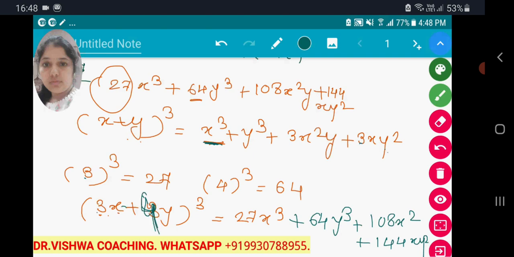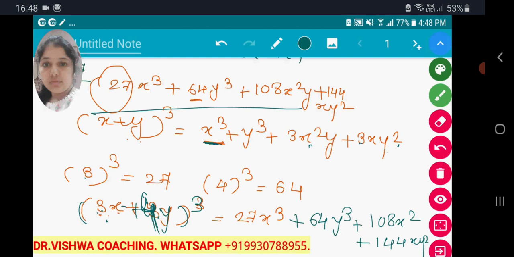Because the coefficient of y here is 4 and of x is 3. So when we do the square of y, we have to do the square of 4 also. When we do the square of x, we have to do the square of 3 also. So the factor of this whole bigger equation is 3x plus 4y bracket cube.